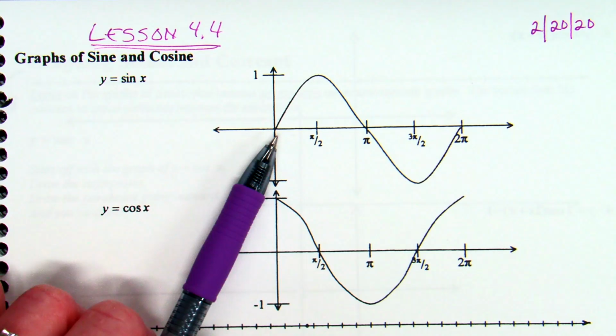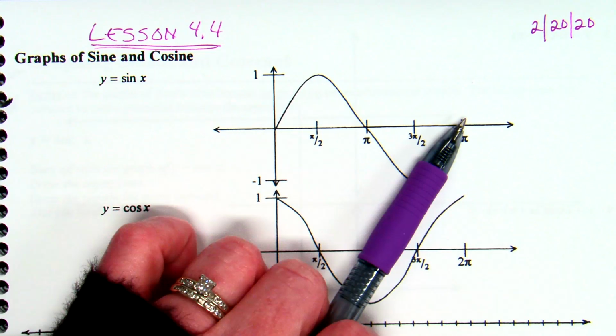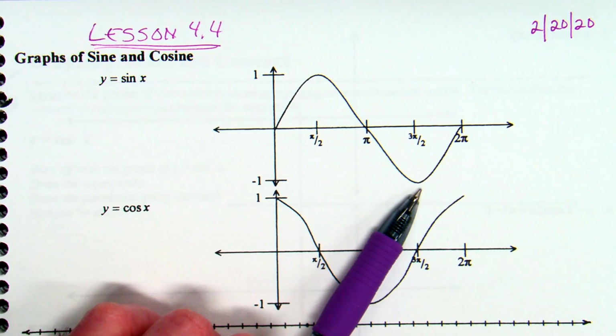From 0 to pi, the first one, we have the mountain. From 1 pi to 2 pi, we have the valley. You'll notice that it maxes out above at the midpoint. So it maxes above pi over 2. It has a minimum below 3 pi over 2.